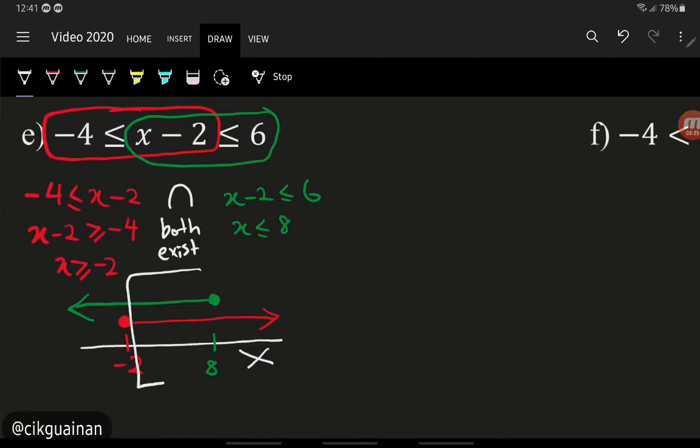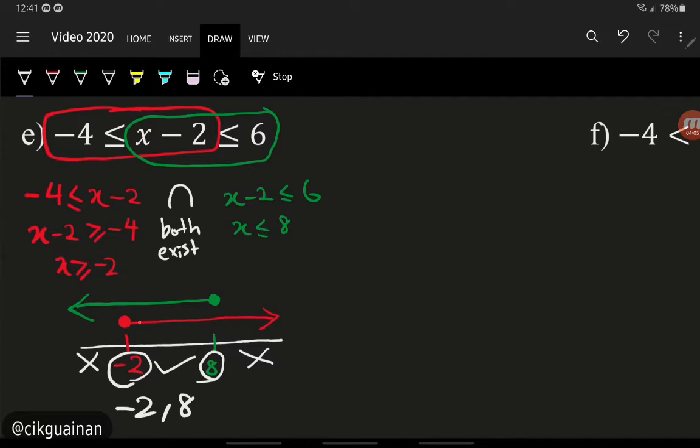Let's have a look at the second one, from -2 to 8. You see over here, in this interval, we have the green line and also the red line. Therefore, we are taking this as our answer. Lastly, we look at the last region, -infinity to -2. Only the green line exists, so we cannot take this interval as our answer because we want both to exist. So we are not taking this. The answer is -2 to 8.